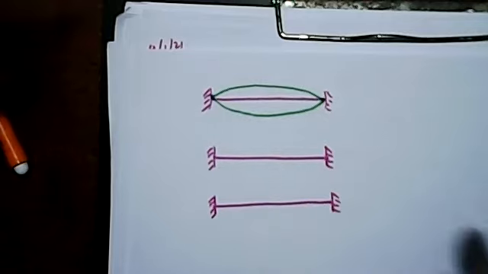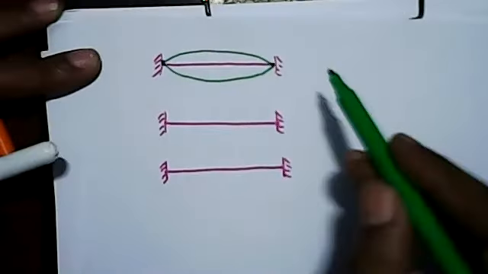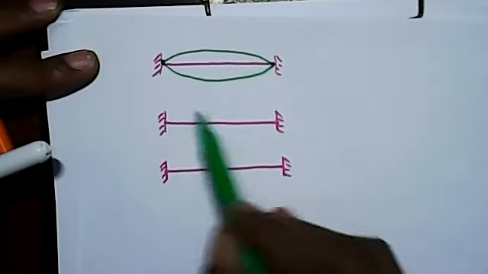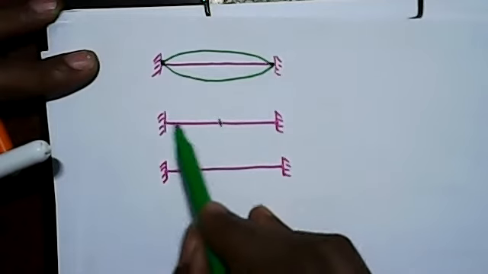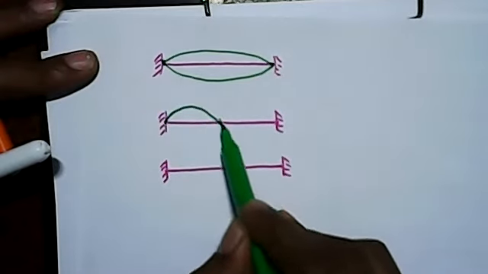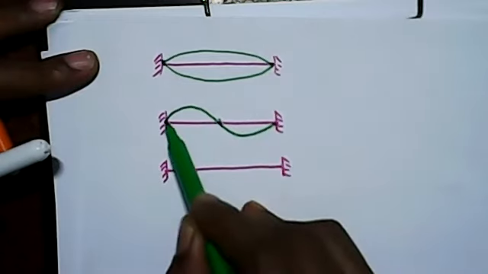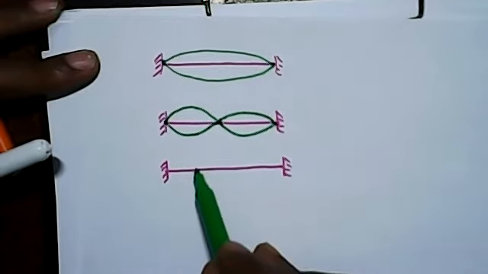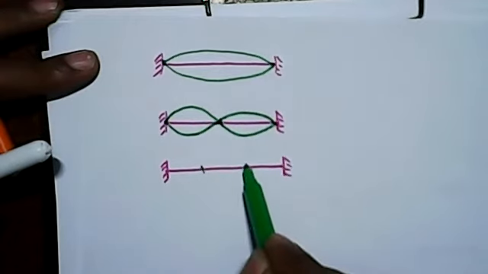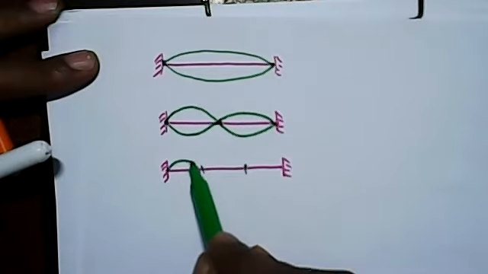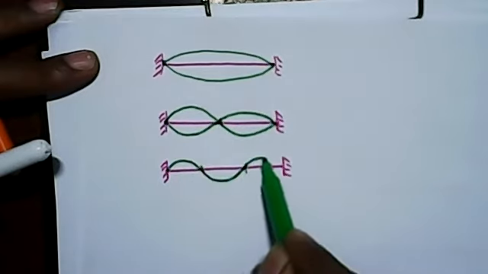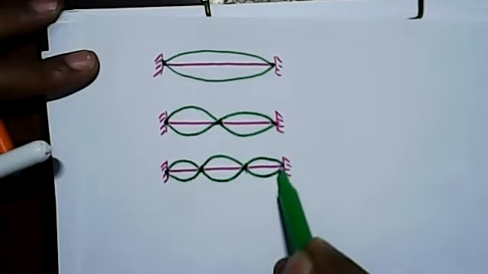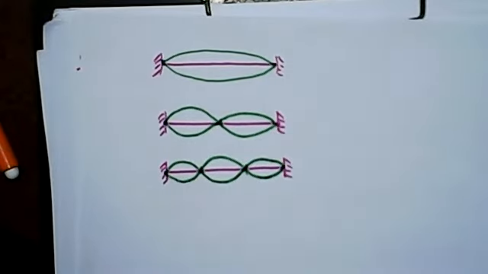So this is the first option. I will write the second one also. Second one, this is central portion, so it can vibrate like this. So standing wave pattern can be like this. Okay. Now the third option, another option. So you divide into 3 equal regions. So it can vibrate like this. So standing wave pattern can be like this. Okay. So we have etc.